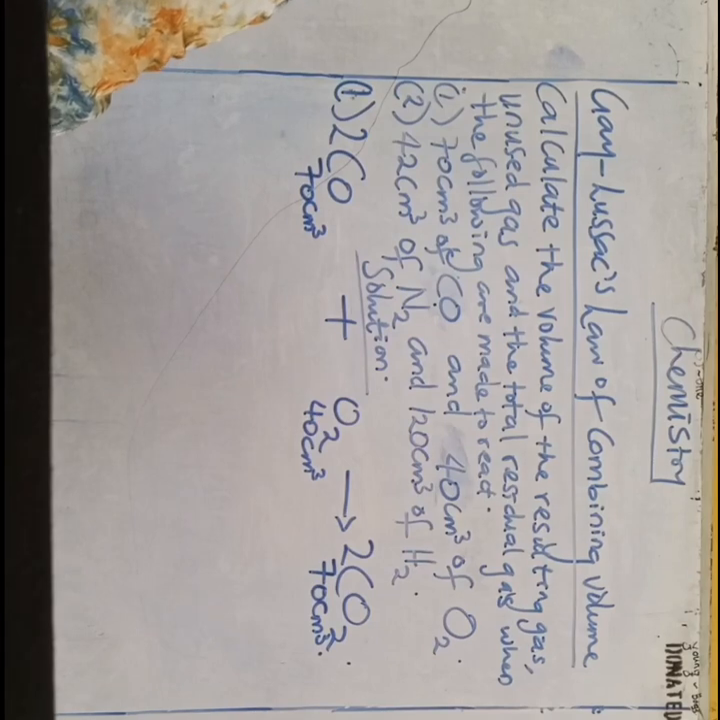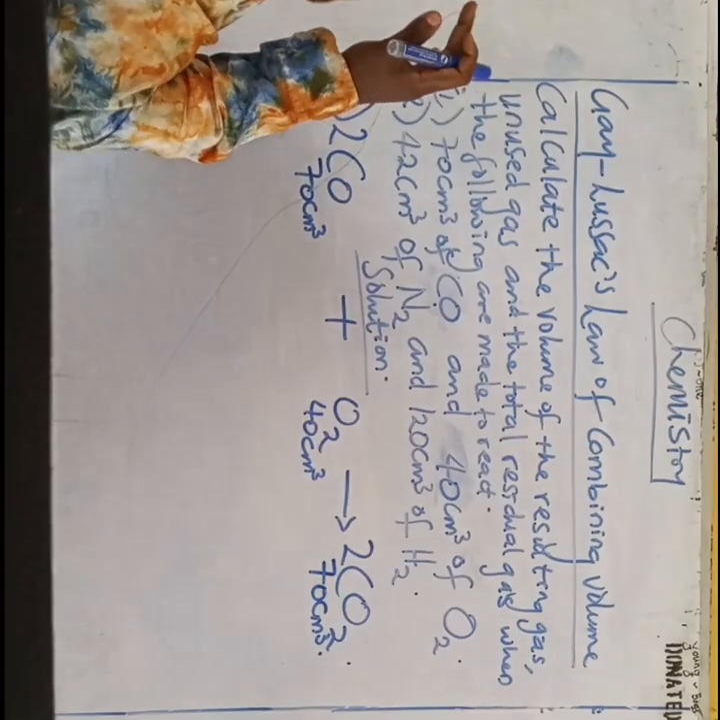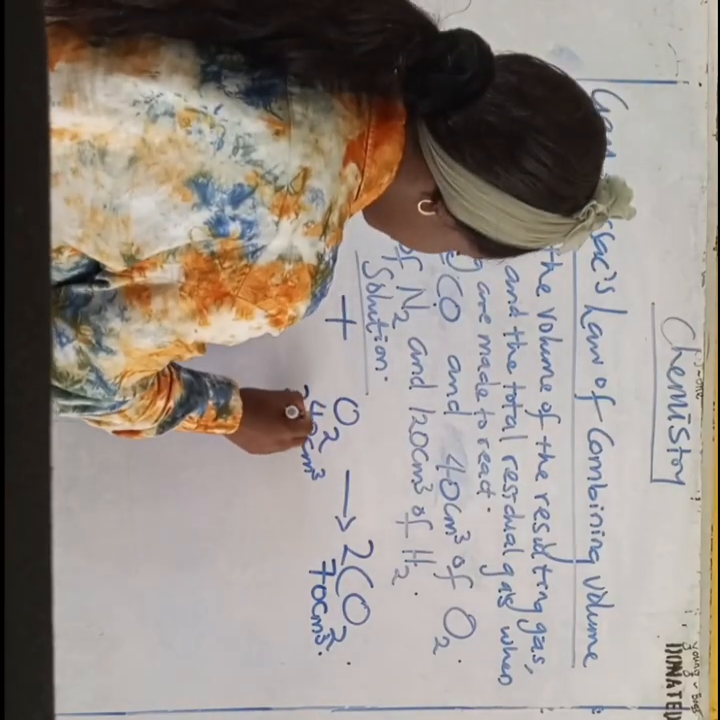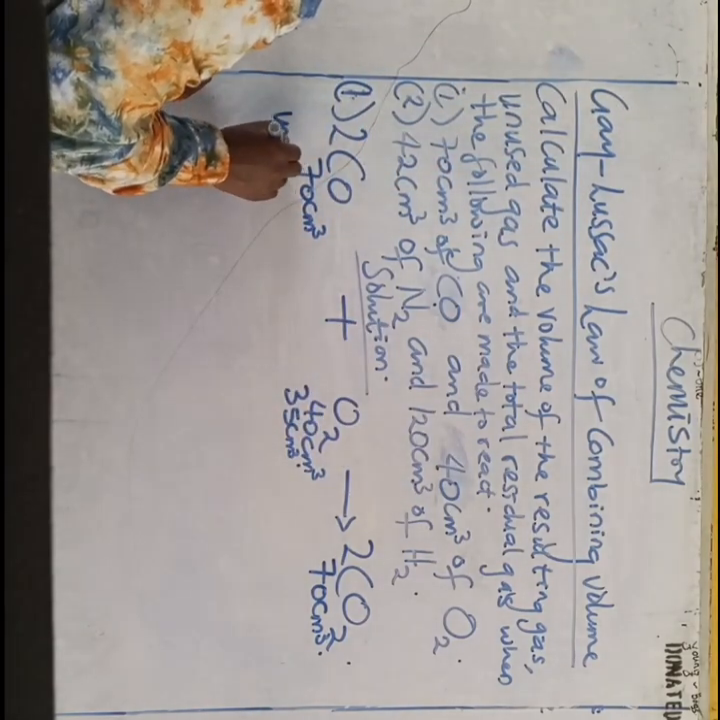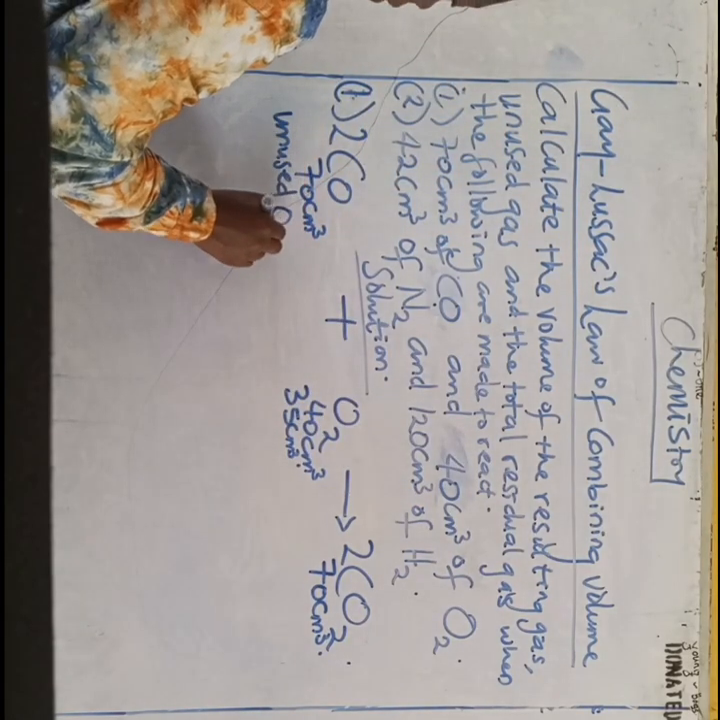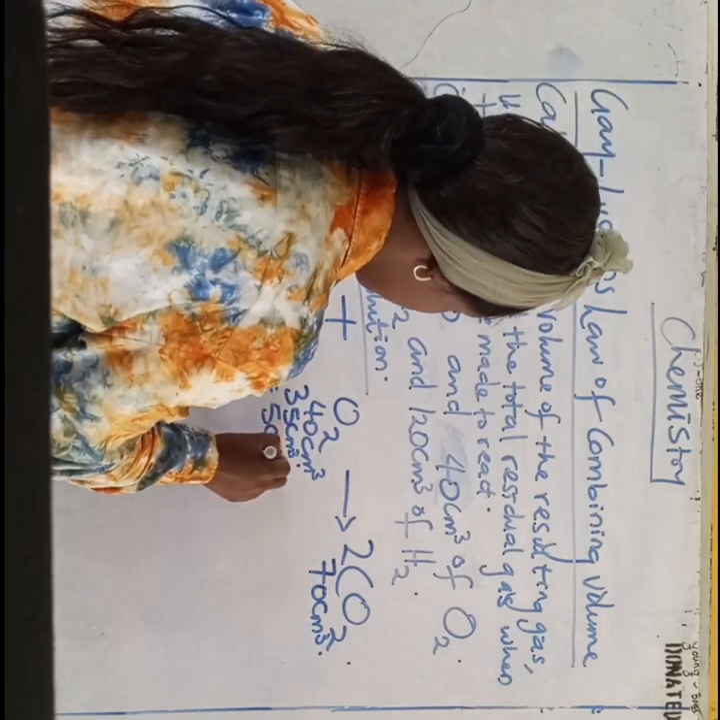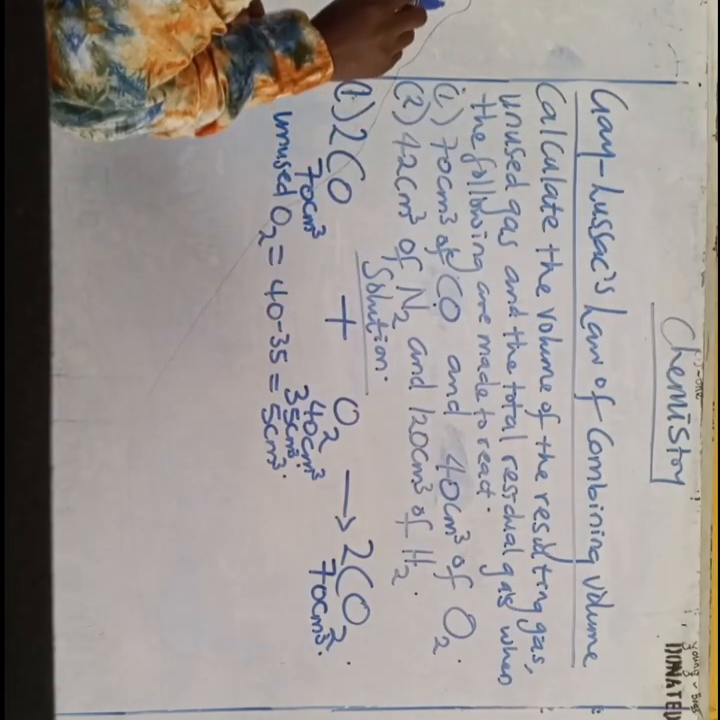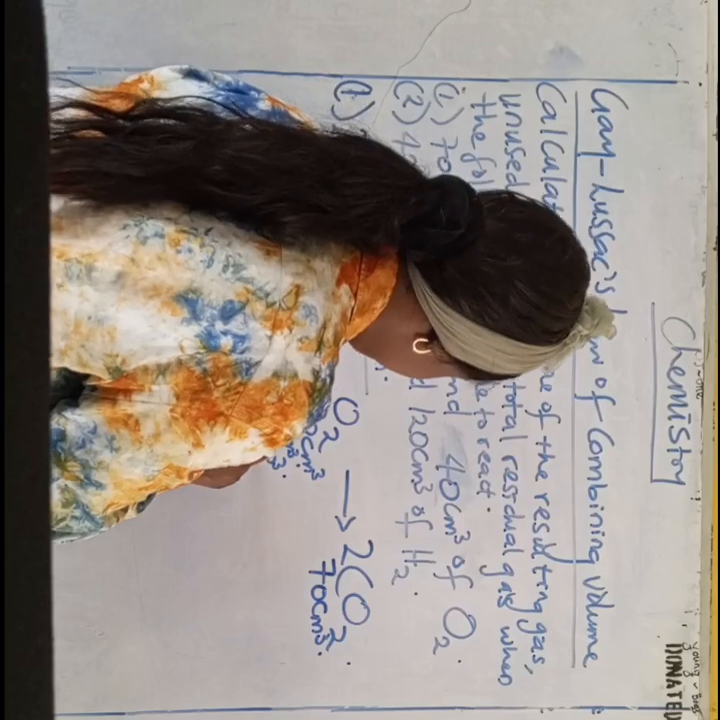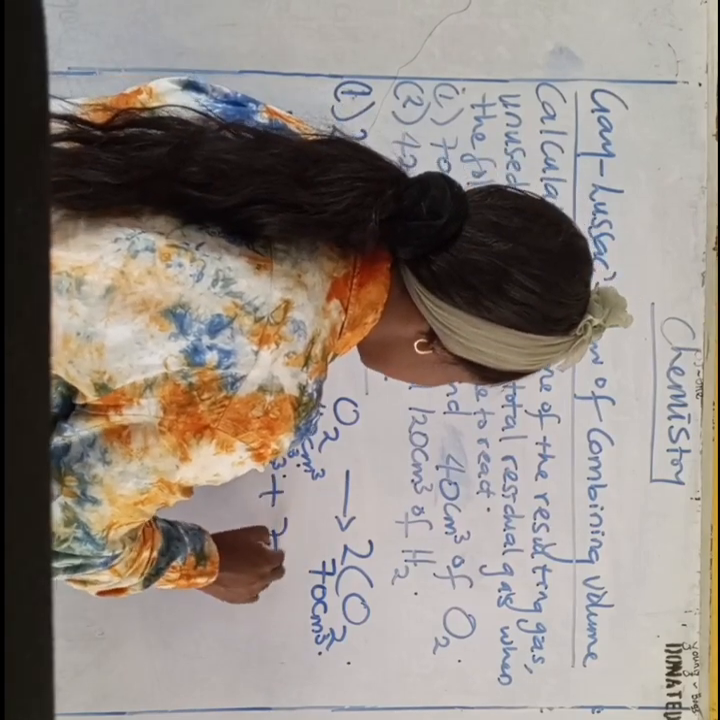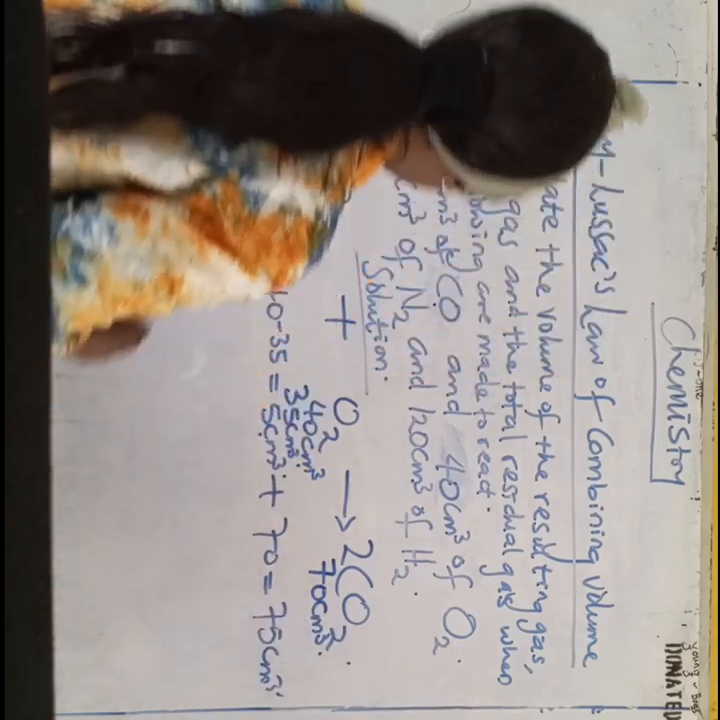Okay, for my unused gas, if 2 moles is 70, that means 1 mole will be 70 divided by 2, which is 35 cm³. So unused for my oxygen will now be 40 minus 35 to give me 5 cm³. Yeah. So my total residual gas, everything that was remaining after the reaction, will now be this 5 unused plus 70 to give me 75 cm³. Yeah, that solves it.